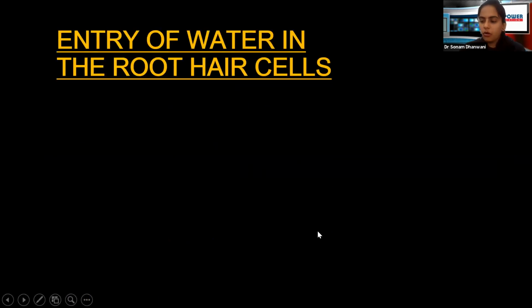Okay, entry of water in the root hair cells. Now water has entered the root, entered the root hair. We have seen the structure of the root hair in the last session. We have seen these 3 modifications that we have: there is a root hair, it has a large vacuole, and it has a thin permeable cell wall for it to absorb more water. Now on what basis is this entry of water happening and how is it happening, how the water is traveling, that we are going to see now.